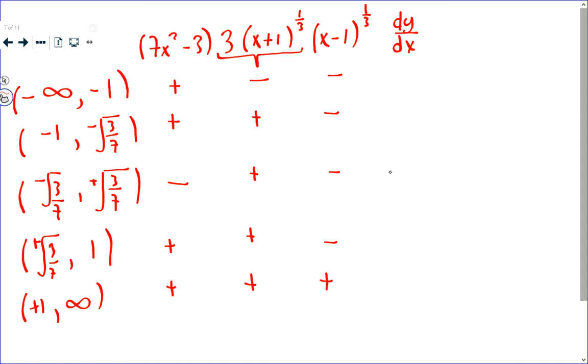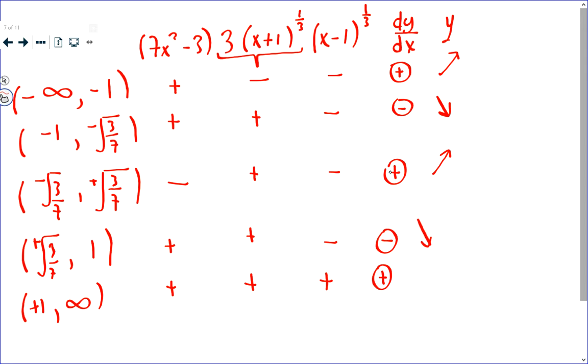So we multiply all of the signs together, we get positive, then negative, then positive, then negative, and then positive, which tells us in the first interval the function is increasing, then it's decreasing, then increasing, then decreasing, then increasing. So we have a number of extreme points on the graph. We have a maximum at negative 1, a minimum at negative root 3/7, a maximum at positive root 3/7, and a minimum at 1. So we can go ahead and start compiling that information in our summary.